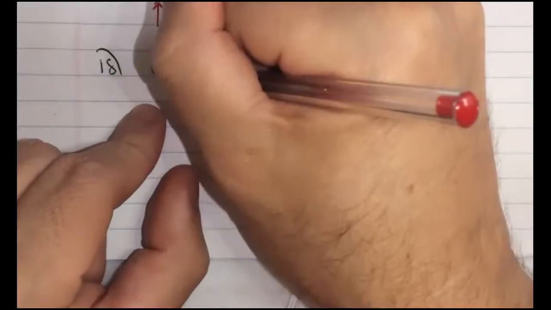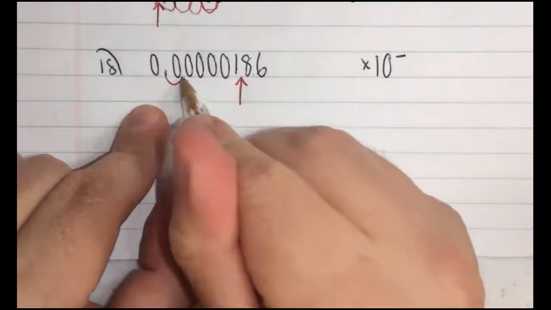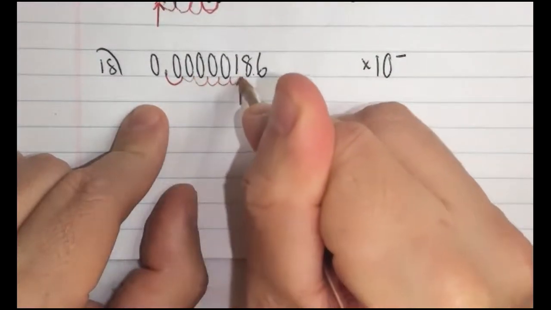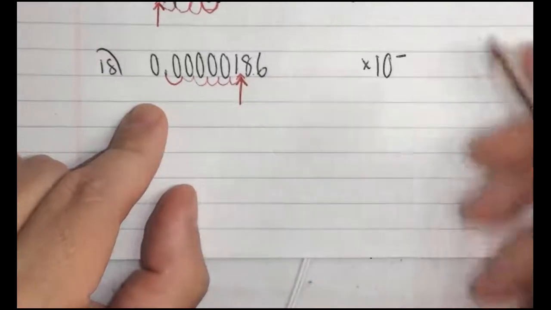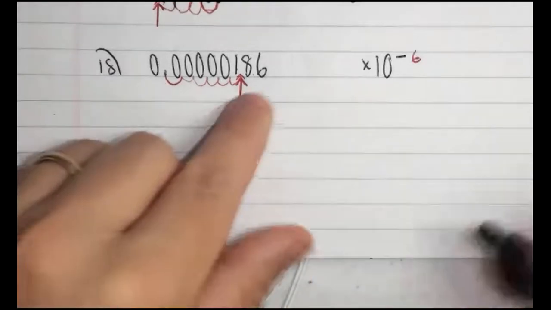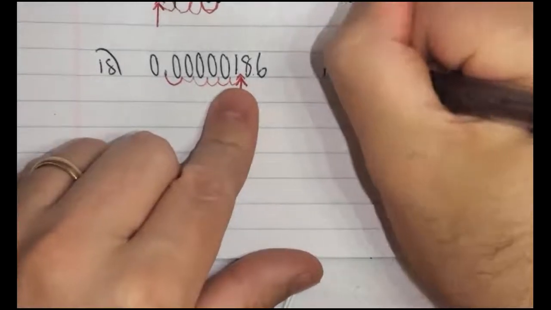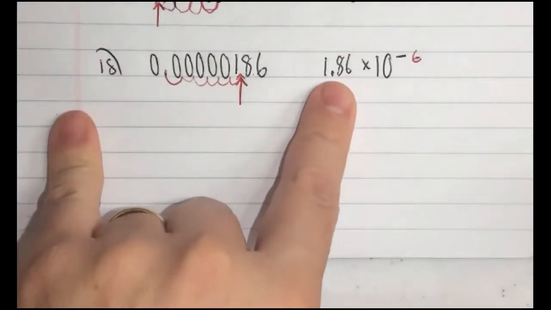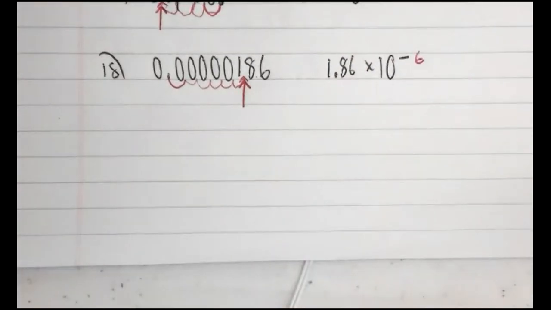So if we count how many times we've got to move it, we go 1, 2, 3, 4, 5. I had to move it 6 times. So it's 10 to the negative 6. And again, the number that it becomes is 1.86. And it's fine, there are going to be decimals. Okay, but it's 1.86 times 10 to the negative 6.